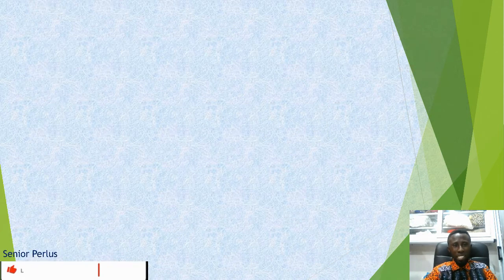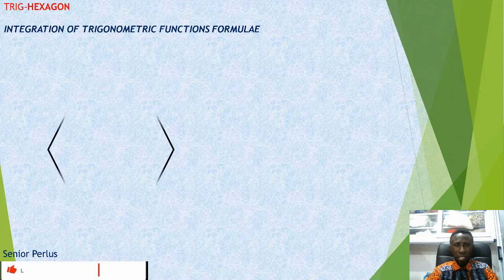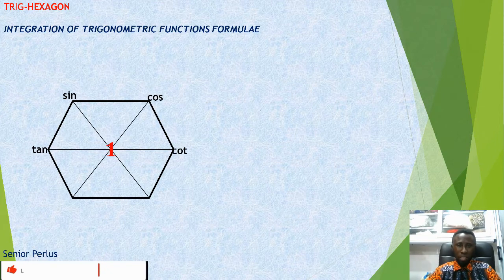In our last presentation, it was difficult to take the integral of these trig functions, that is tan, cot, sec, cosec. The integral of these functions gives us a natural log. Observe the movement of the arrows. Note, always there's a negative attached to all functions beginning with c.